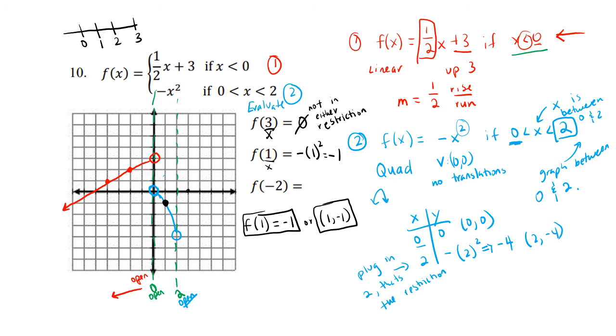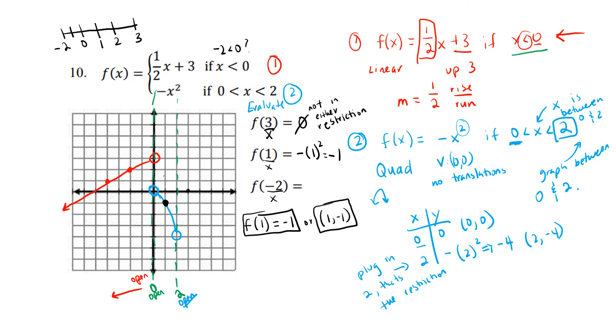Okay? And then finish this off. We're going to plug in negative 2 for x. Again, figuring out which one we plug it into. So we ask, is negative 2 less than 0? Yeah, it is, because look at negative 2 is over here. It's to the left of 0. So we do plug it in there into that first one. We don't plug it in the second one because this is saying negative 2 is in between 0 and 2. That's not right. So we don't plug it into the second one. Plug it into the first one.